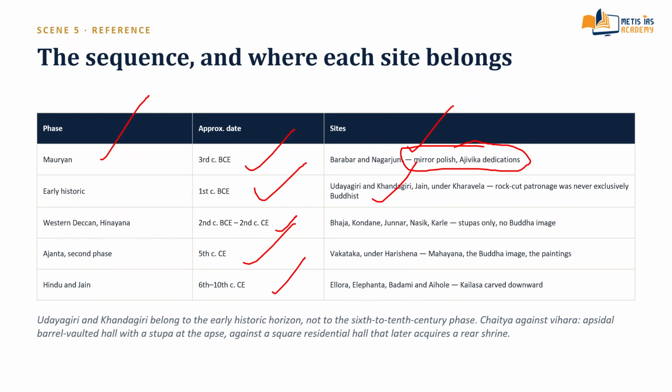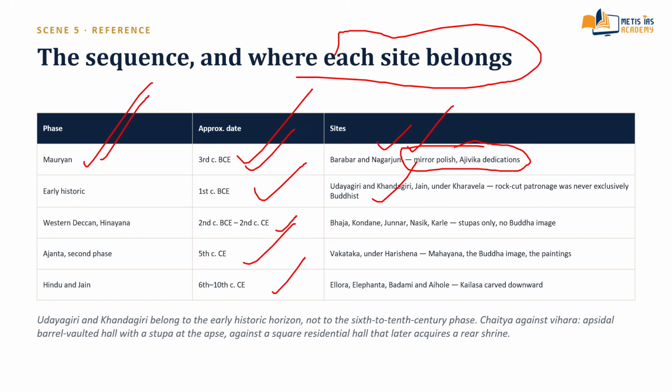So the sequence here, where each side belongs, we discussed. It comes to Mauryan, 3rd century BCE, Barabar and Nagarjuna caves, and early historic, 1st century BCE, that is Udayagiri and Kandagiri under Kharavela, rock cut patronage. So never exclusively Buddhist patronage. And then 2nd century BCE to 2nd century CE comes under Western Deccan and Hinayana Buddhism time, that is Bhaja, Kondane, Junnar, Nashik, Karle.